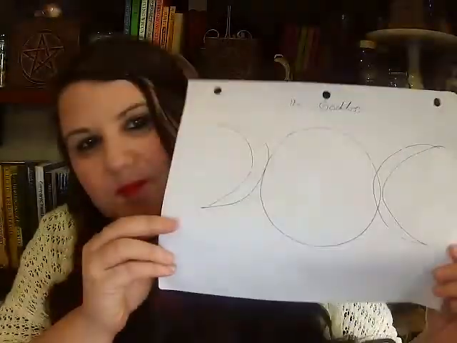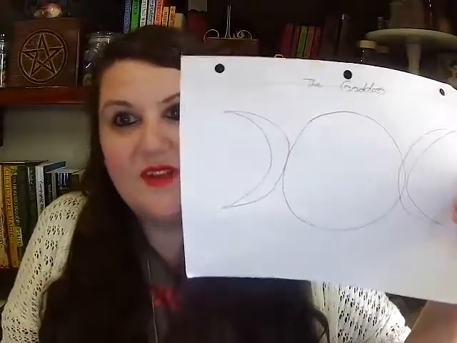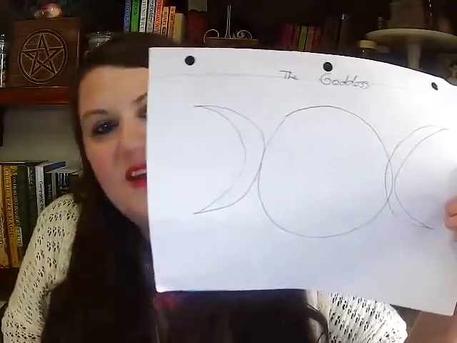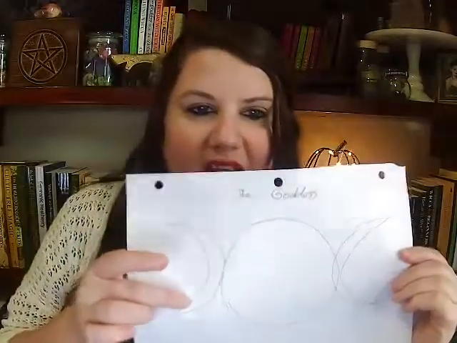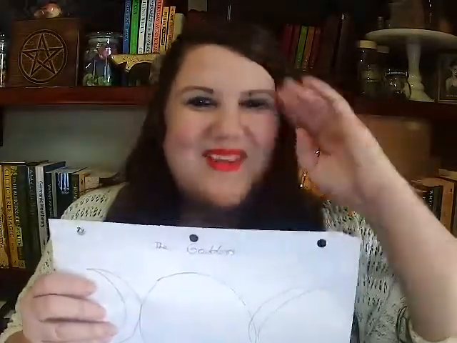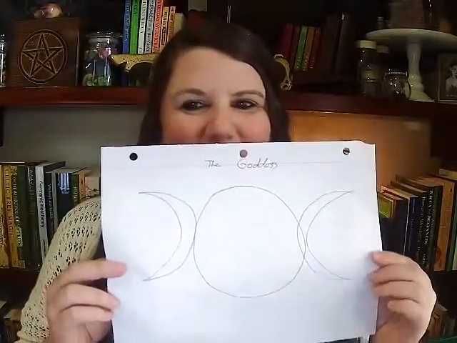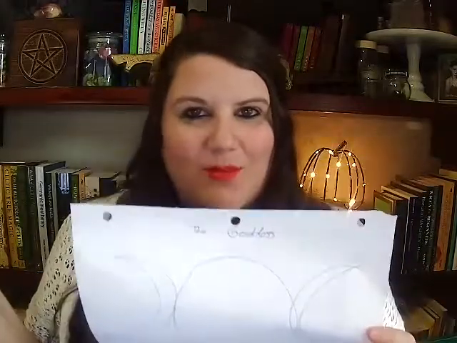Next, we have another one that is widely used, which is the triple goddess symbol. Now, this represents the triple moon, and it is, as I said, one of the most common symbols for the goddess in Wicca. It is a little bit hard when I'm doing everything backwards, but we have a waxing moon, a full moon, and a waning moon, and they're all in this line, and these represent the three main faces of the goddess, the maiden, the mother, and the crone.